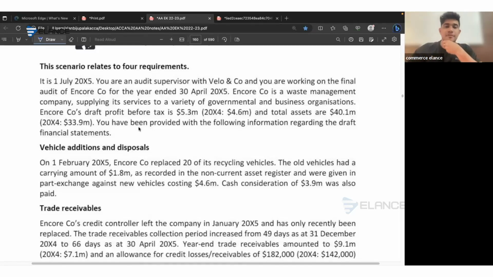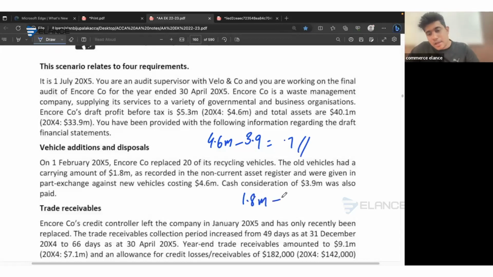So they have told us that they have purchased new vehicles for 4.6 million, out of which they have paid a cash consideration of 3.9 million. So what is the exchange value we got for the old assets sold to the company? It's 4.6 minus 3.9, so it's 0.7 million. We disposed of assets worth 1.8 million, for which we got only 0.7 million, so minus 1.8 means we have sold the assets at a loss of 1.1 million. This is the information we got from the scenario.